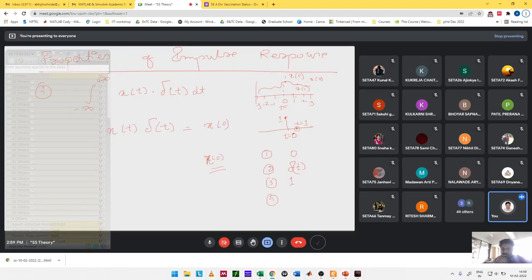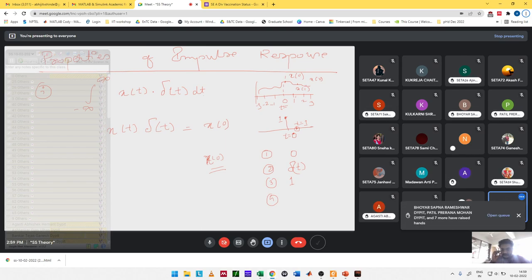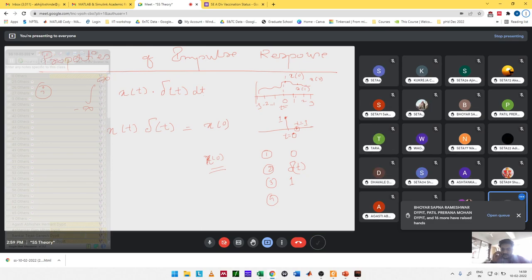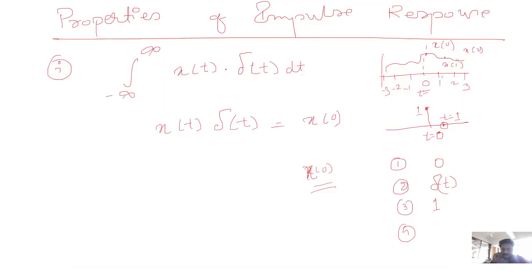Have you understood it? Please raise your hand if you have understood it. Anyone who hasn't understood it? I am just multiplying this. As this is 1, understand this, as this is unit, therefore this value is not changing. So 1 multiplied by x of 0, I am going to get x of 0, plus other values are going to be 0, and therefore this entire term is going to be x of 0.